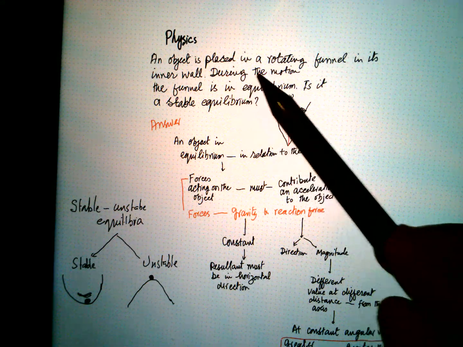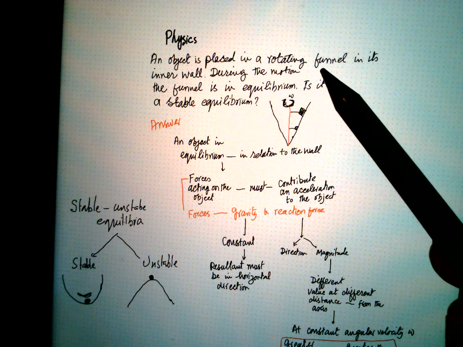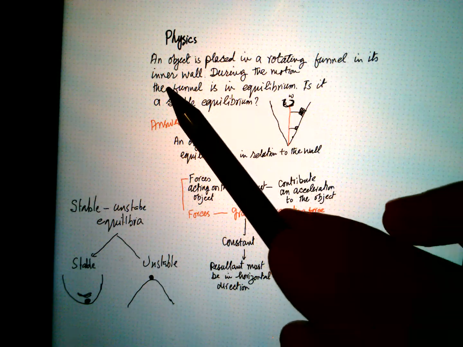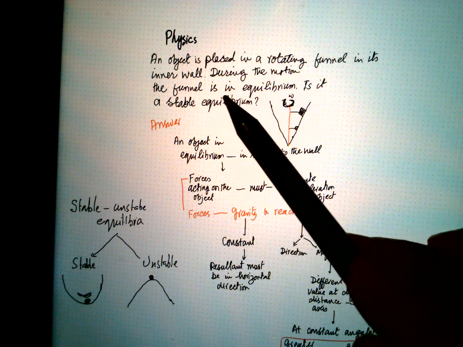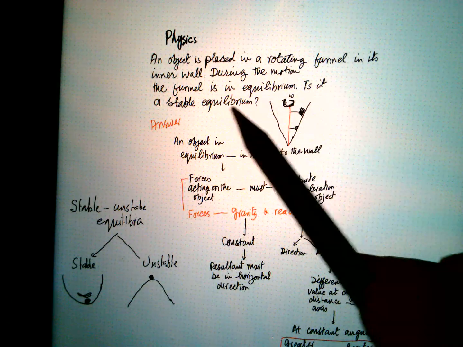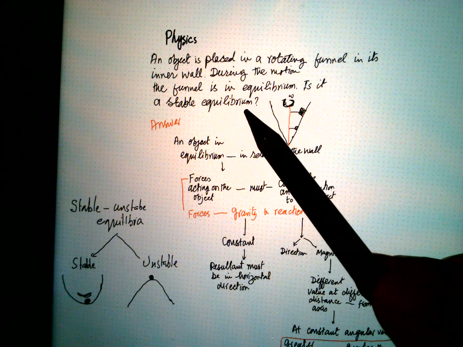An object is placed on the inner wall of a rotating funnel. During the rotation, the object is in equilibrium. Is it a stable equilibrium?